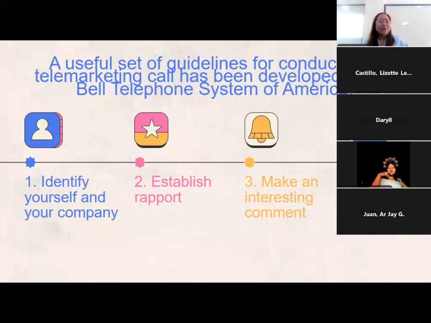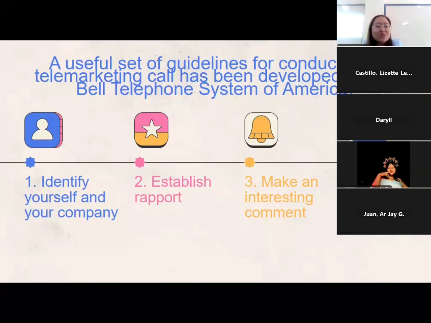For example, identifying yourself and your company is very important. Start the call by saying who you are. Hello, this is Jennilyn Mina, and say which company you represent. I am from AT&T Universe. For example, a telemarketer from AT&T calls to discuss new phone plans. They start with, hi, this is Jane from AT&T Universe.